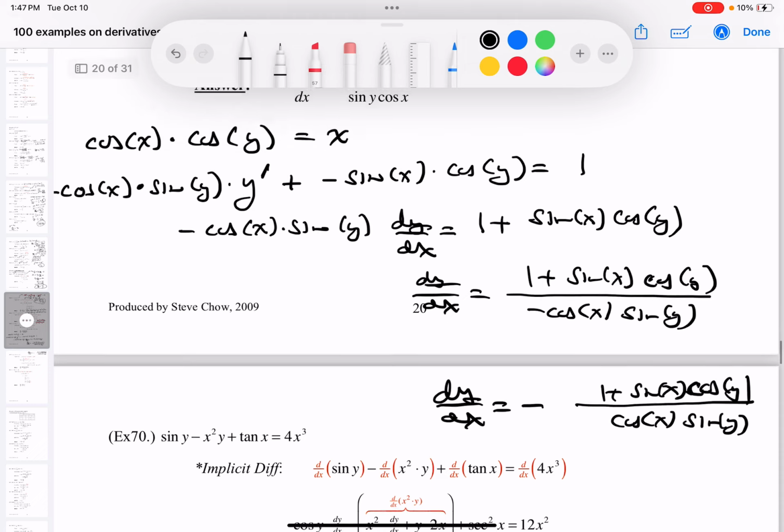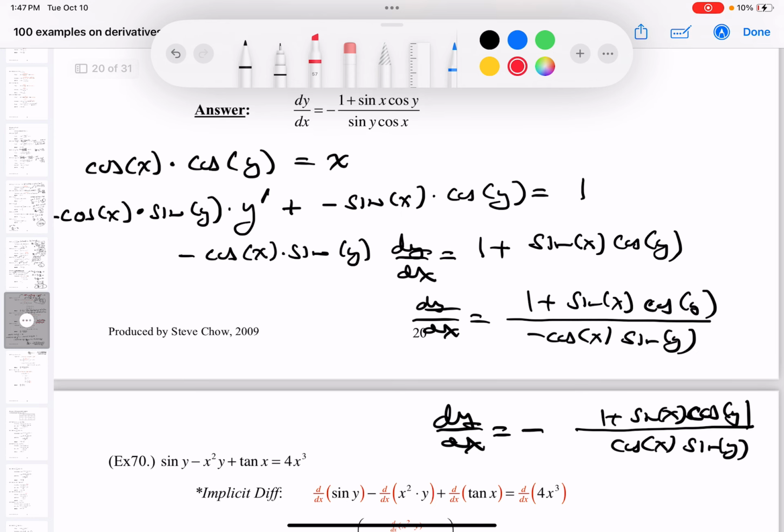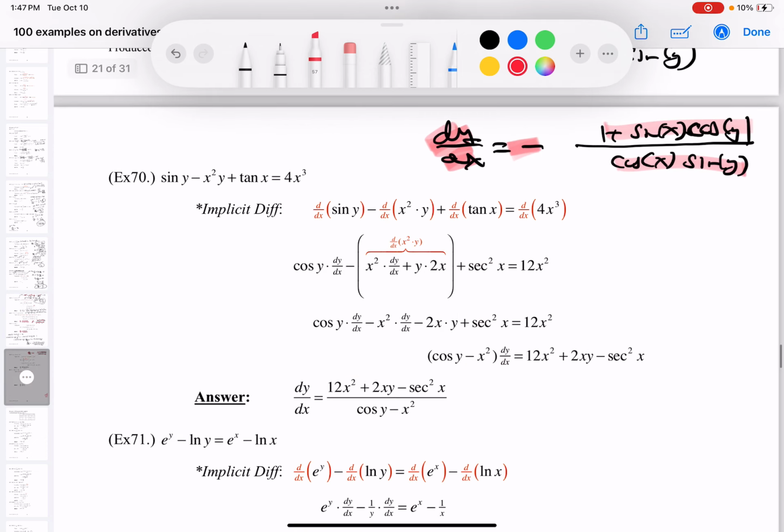cosine y. Let's look at the key and see how we did. Dy dx, got the minus sine y cosine x, I did that, and then 1 plus sine x cosine y. Things are looking good. All right, let's do number 70. They do have one step at a time, right?